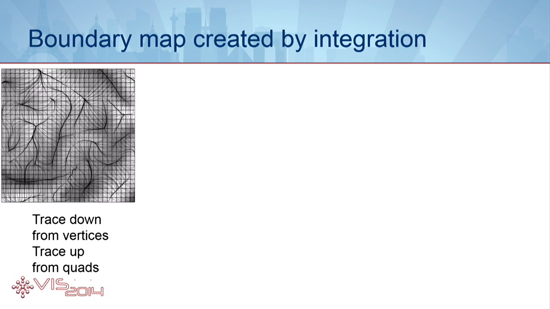So just to reiterate, we take our input function, and we trace streamlines upwards and downwards with a dense seeding, downwards from vertices and upwards from two-cells.